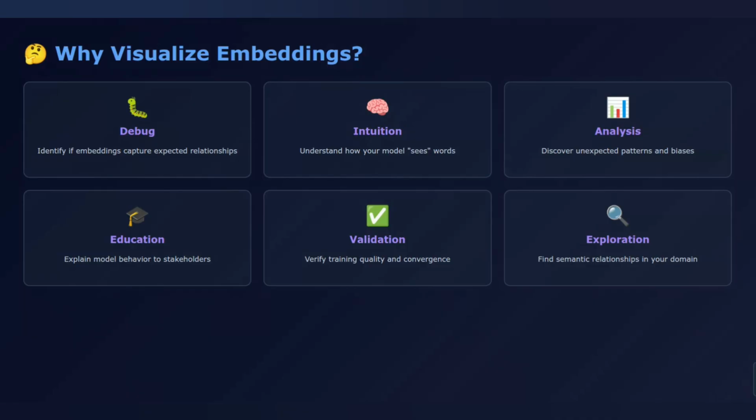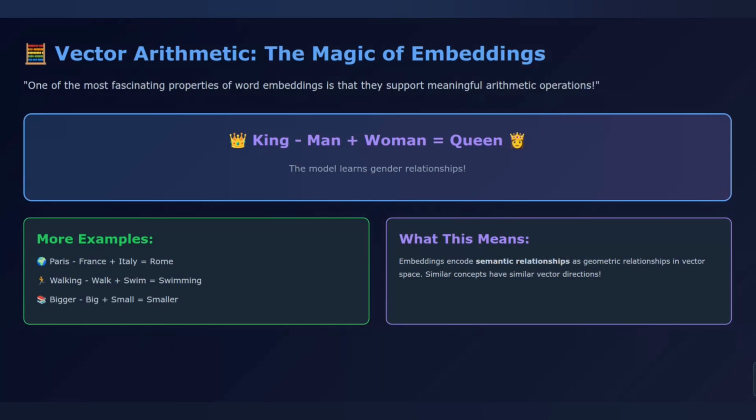Validation. You can verify that your training actually worked and converged properly. And exploration. You can find interesting semantic relationships specific to your domain that you might not have expected. Now, let me show you one of the most mind-blowing properties of word embeddings.